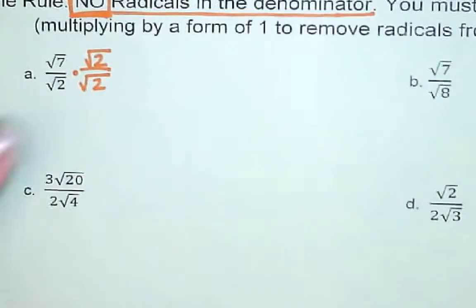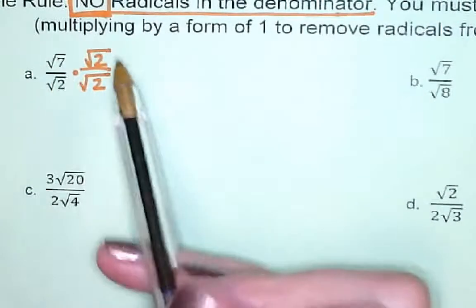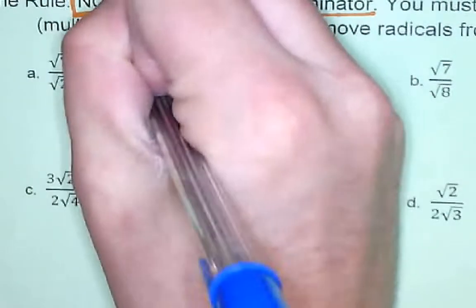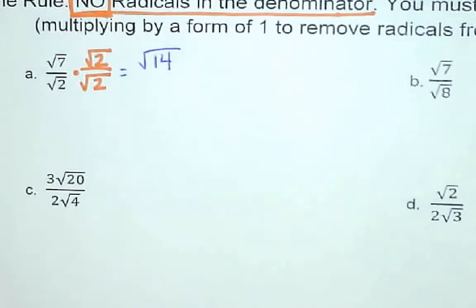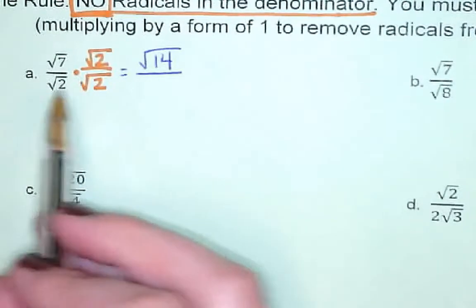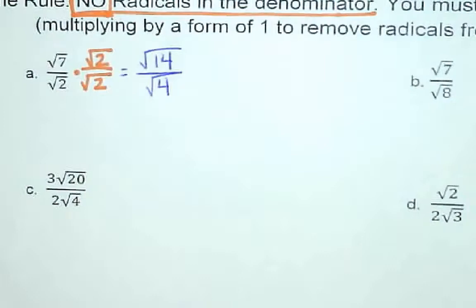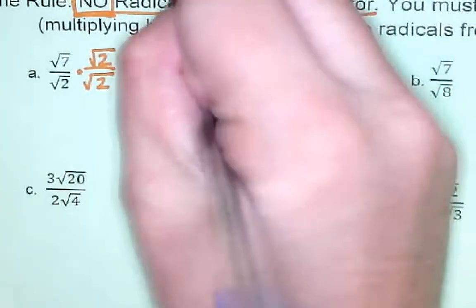So now when we rationalize our denominator here, y'all, what happens is we just multiply our radicals across there. So the square root of 7 times the square root of 2 is going to give me the square root of 14. Are you guys comfortable with that? And the square root of 2 times the square root of 2 is going to give us the square root of 4. You guys comfortable with that? So far we just multiply across.